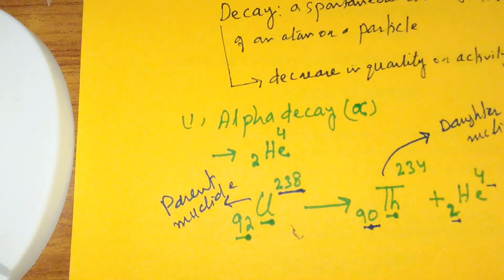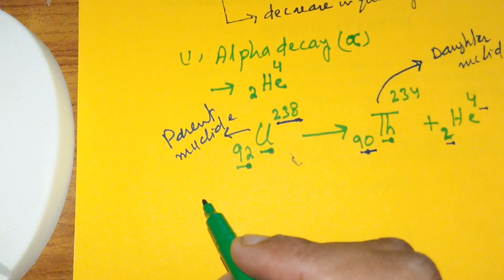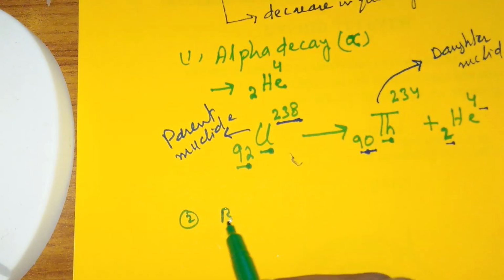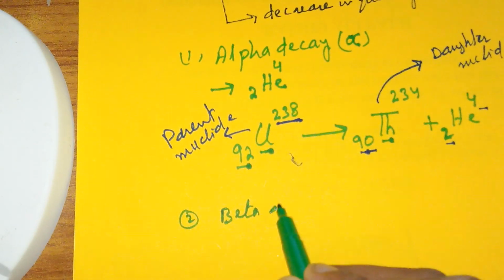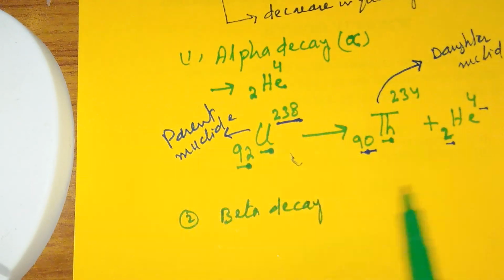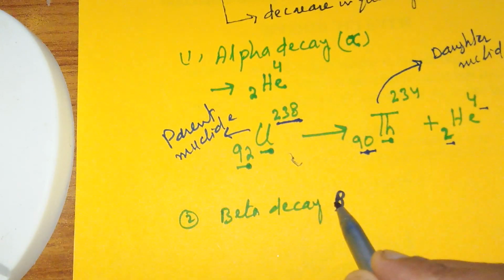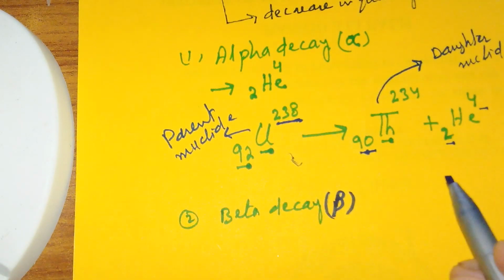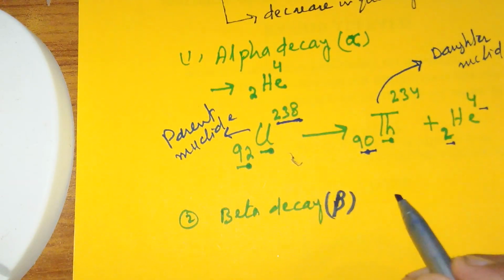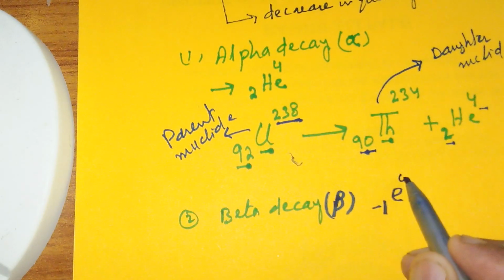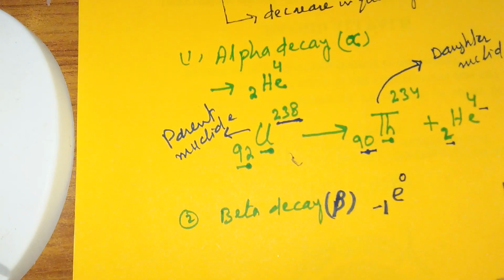Again, we have another very important type of radioactive decay. Number 2 is beta decay. Beta decay is symbolically represented like this symbol. This is the beta, and it can also be represented like this, with -1 and zero as the mass number.